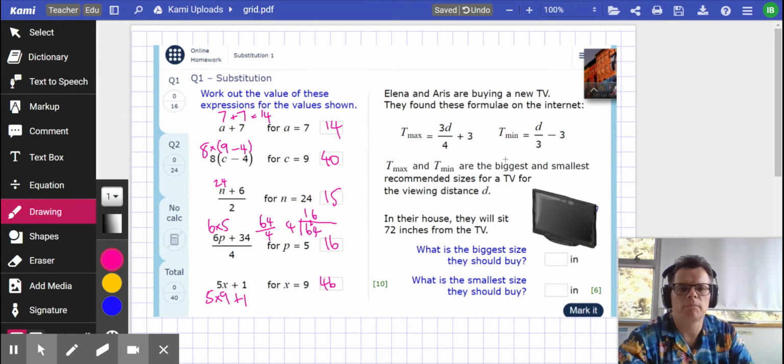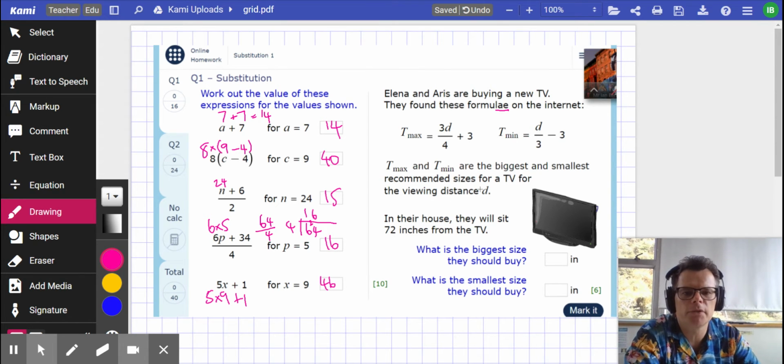Eleanor and Aris are buying a new TV. They found these formulae on the internet. Formulae is plural, or formula means there's more than one of them. T-max and T-min are the biggest and smallest recommended sizes for TV. So that's the biggest size for TV, and that's the smallest size for TV. Different room sizes, you have a different size of TV in them, don't you? Recommended sizes for TV for the viewing distance D.